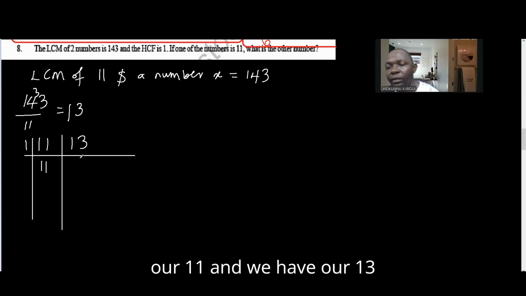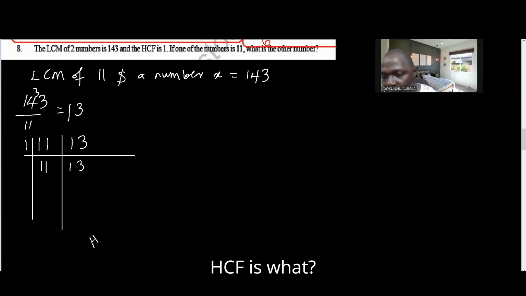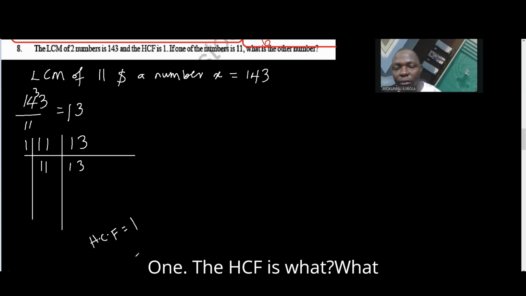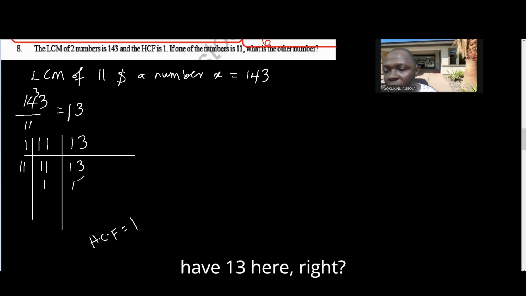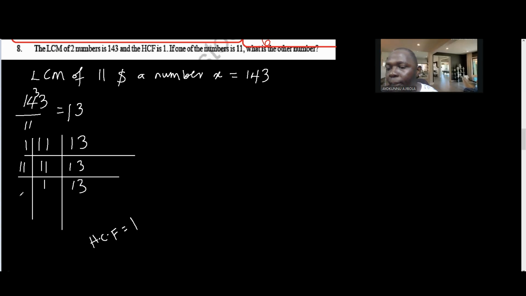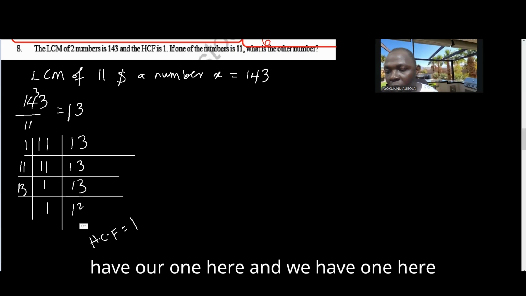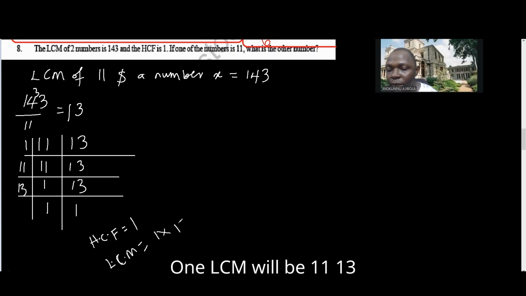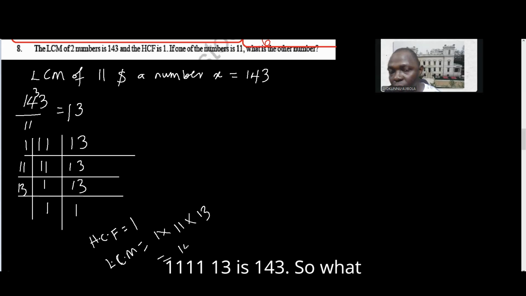So we still have our 11 and we have our 13 when we divide by 1. So the HCF is what? 1. The HCF is 1. What about the LCM? Then we can go ahead and use 11. Then we have 1 here and still have 13 here, right? Then we can now use 13. We have our 1 here and we have 1 here also, okay? So the LCM will be what? 1 times 11 times 13. And 1 times 11 is 11. 11 times 13 is 143.